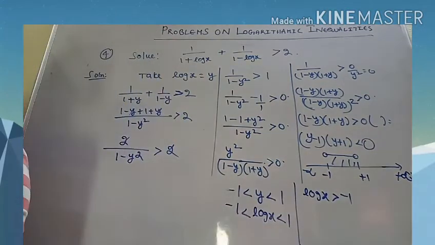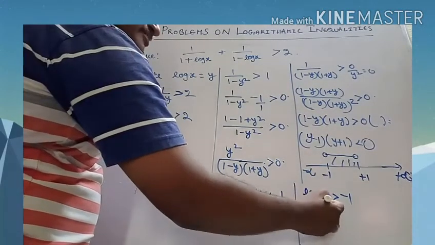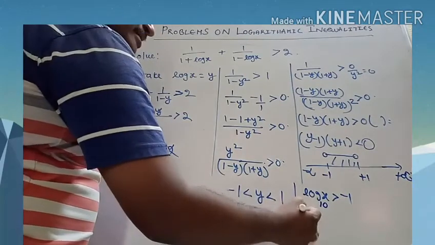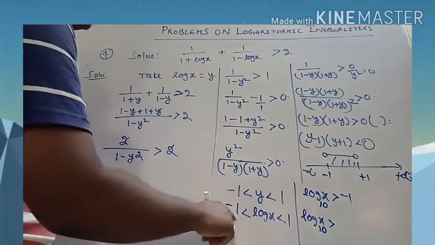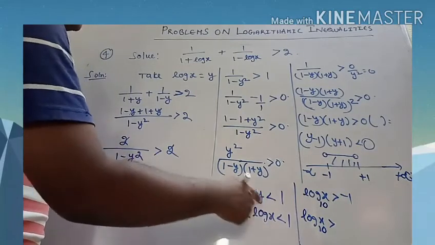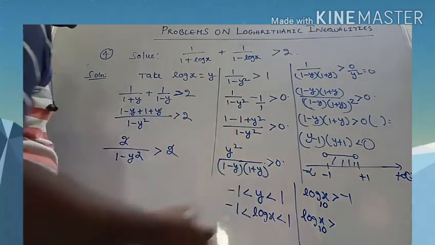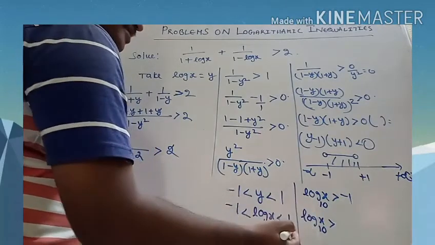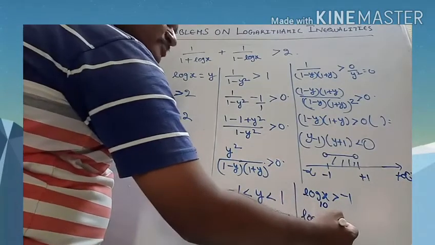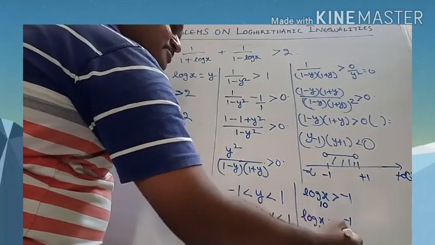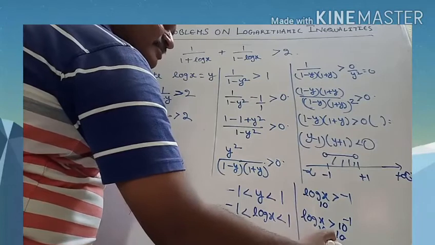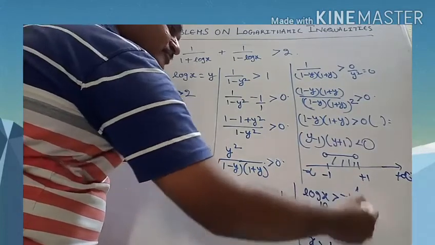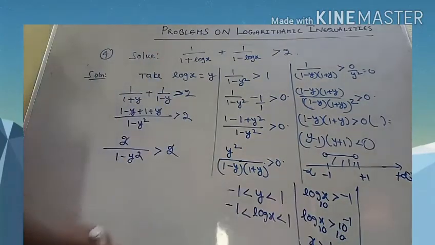Suppose we take the base to be 10. Because minus 1 is less than log x, we take that piece: log x to the base 10 greater than minus 1. This we can write as 10 power minus 1 to the base 10. That means x is greater than 10 power minus 1, which is nothing but 1 by 10. We have one solution: x is greater than 1 by 10.